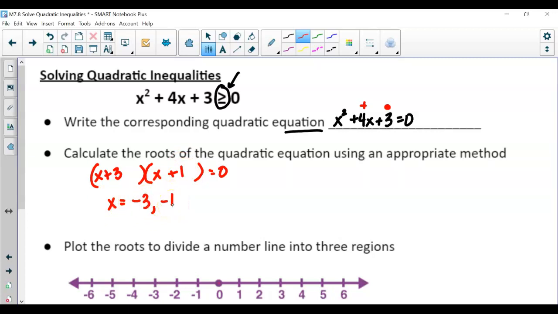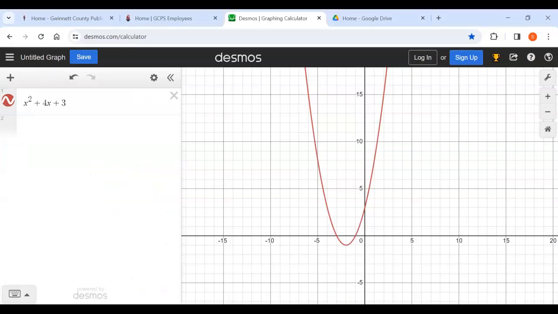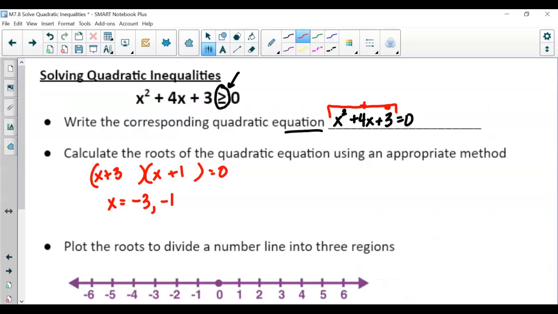Now, let's just say, Ms. Reiner, I'm not a fan of solving by factoring. Well, again, that's why I showed the graph. So you could graph x squared plus 4x plus 3 in Desmos. So here it is. Now notice, where is it crossing? At -3 and -1. So here, that was the solution.